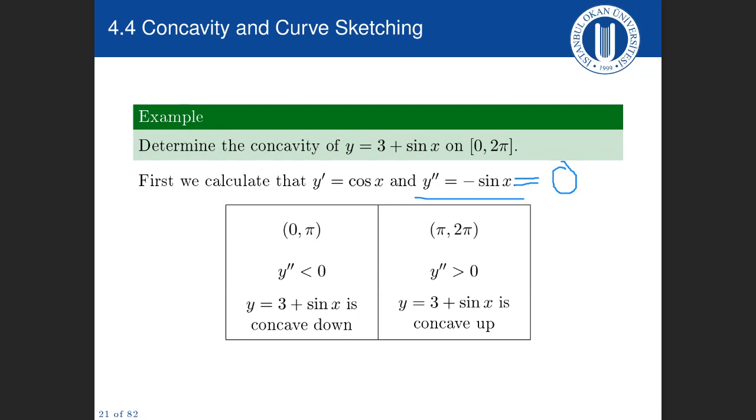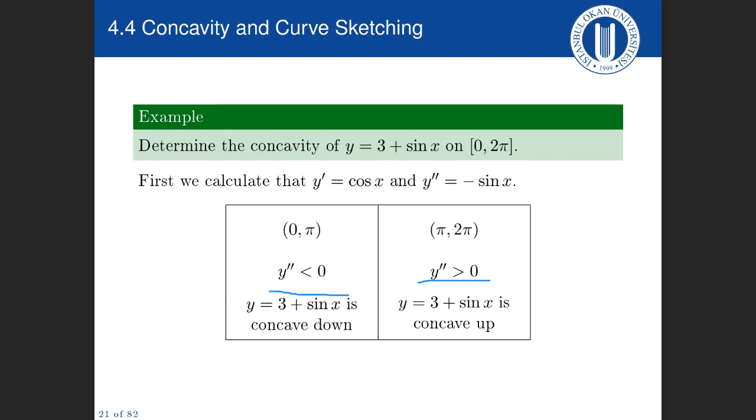So we make a cut at pi, and we split our interval into 2, an interval from 0 to pi, and another interval from pi to 2 pi. And then we ask, is the second derivative positive or negative on each one of these? Between 0 and pi, sine x is a positive number, so minus sine x must be a negative number. The graph y is equal to 3 plus sine x is concave down here. But between pi and 2 pi, the second derivative is positive, so the graph is concave up.